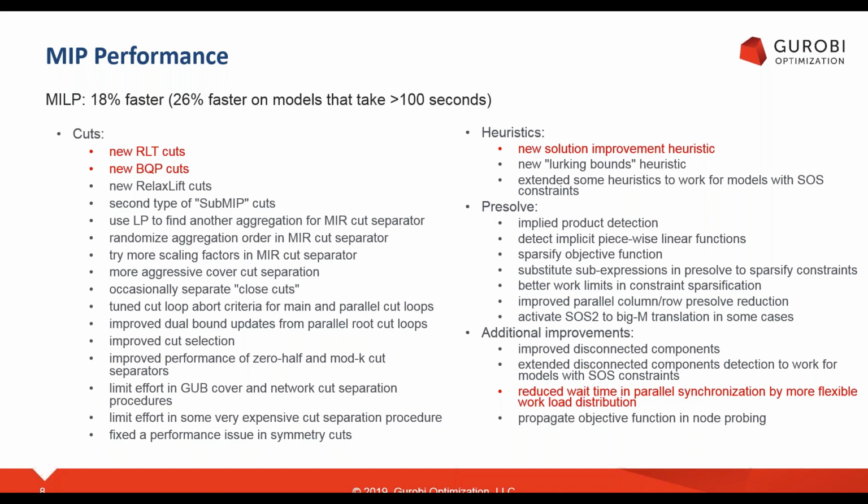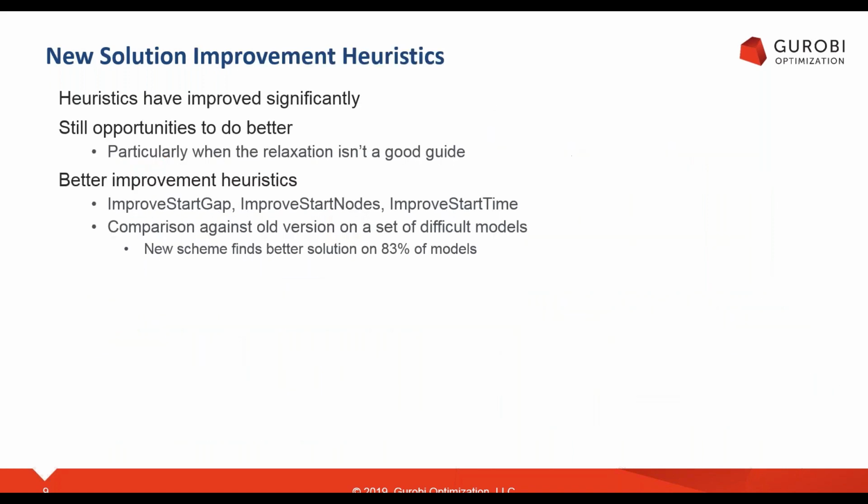And then finally, I want to point out one new heuristic that we added. This is a new solution improvement heuristic. This one does not affect the default solves for time to optimality because it is only active when you set a certain set of parameters. And these are the improve start gap, improve start nodes, and improve start time parameters.